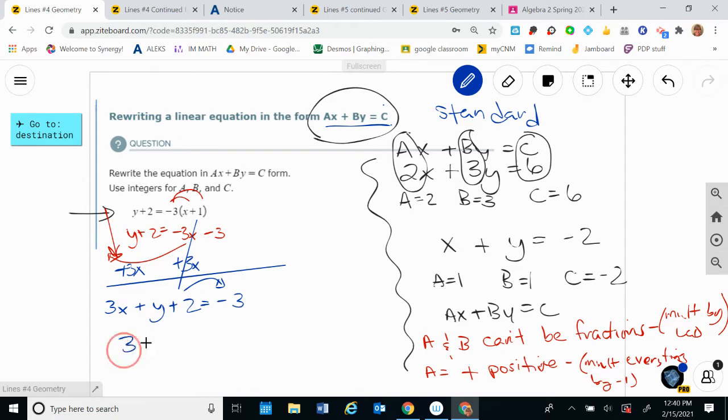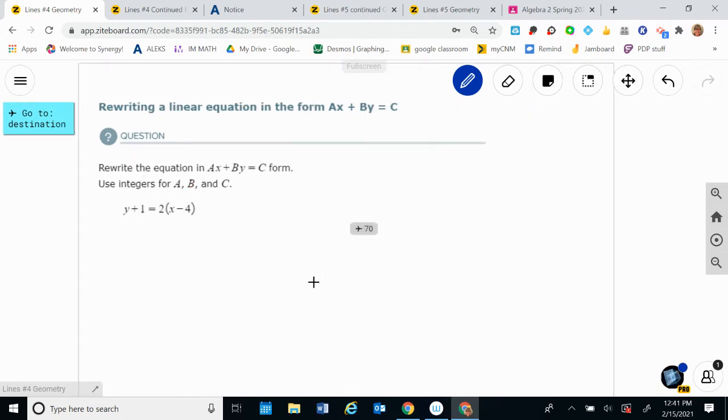All right, so we get 3x plus y. Oh yeah, I forgot. We should probably show that just for people that need to be shown. This cancels, equals -5. And now it is in standard form. Basically, you're just rearranging it using algebra, so that you have an x and x is first, y is second, and then you have a number on the other side. Okay, rewrite in standard form, use integers.